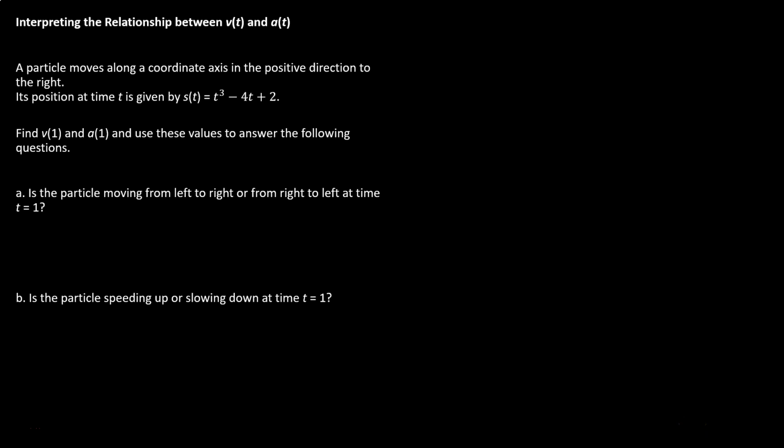Let's take a second to interpret the relationship between velocity and acceleration. We know that if we have a position function, like s of t, then we can find velocity, v of t, by taking the first derivative of s. And then we can find acceleration, or a of t, by taking the second derivative of s.